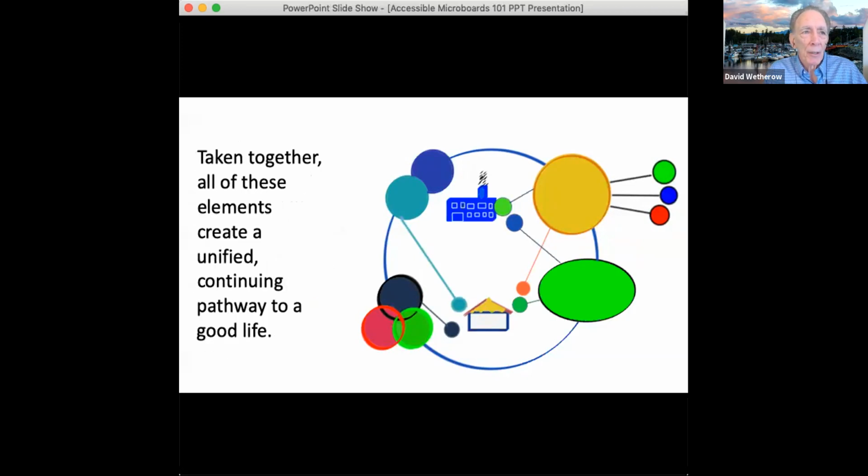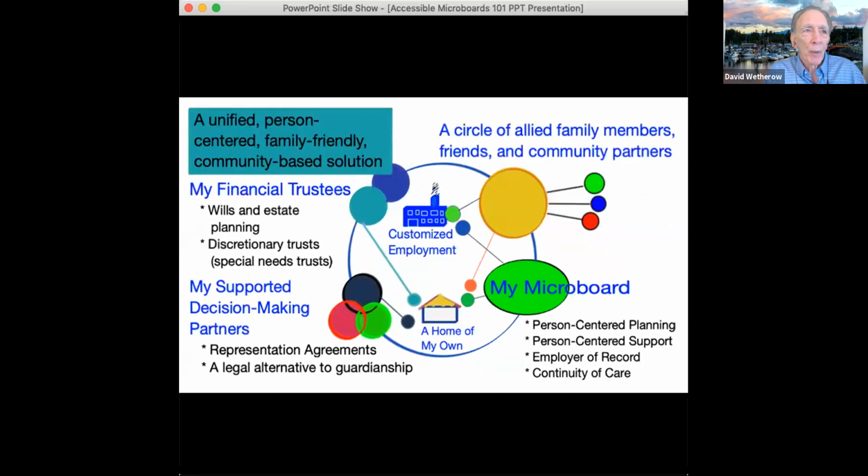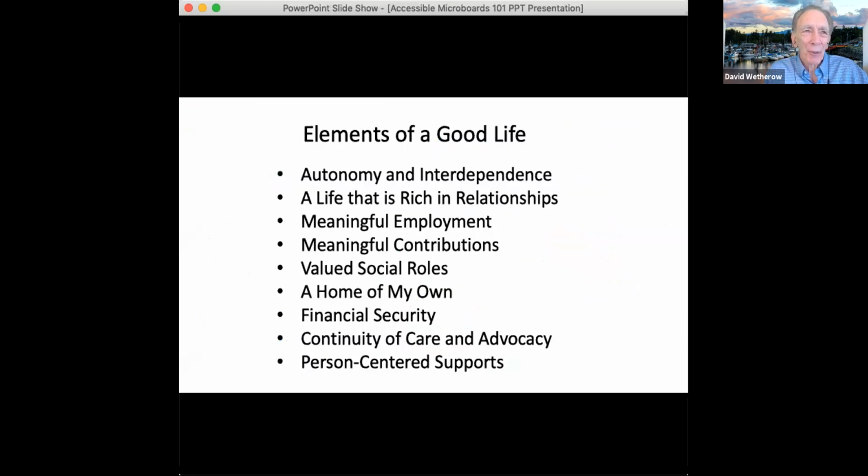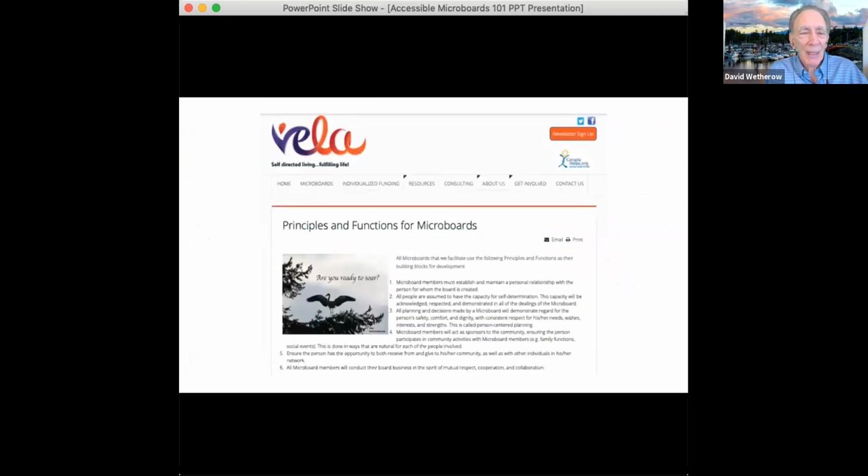Taken all together, these elements create a unified, continuing pathway to a good life, and it's one that works in cooperation and collaboration with elements of the formal service system. So we think about it as a unified, person-centered, family-friendly, community-based solution. And that looks like it's complicated because we're trying to reach all of these elements of a good life. But there's a long history now of people doing this and doing it well.